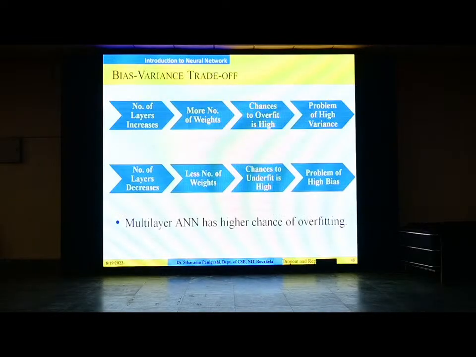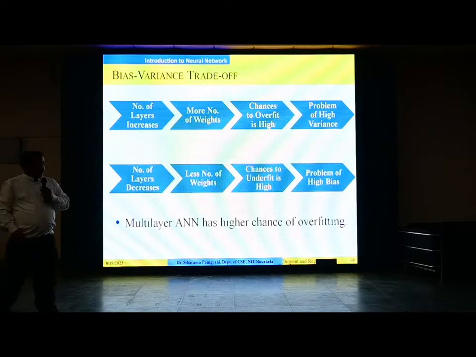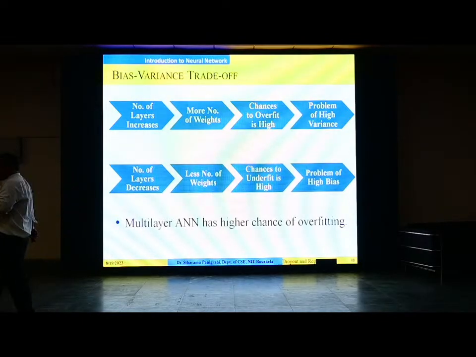The next topic is the bias variance trade-off. If the number of layers increases, then what will happen? More weights, yes or no? More layers means more neurons, and more neurons means more interconnections among the neurons, which are the weights. With more weights, the chance of overfitting is high. Let me explain this with the help of one example.